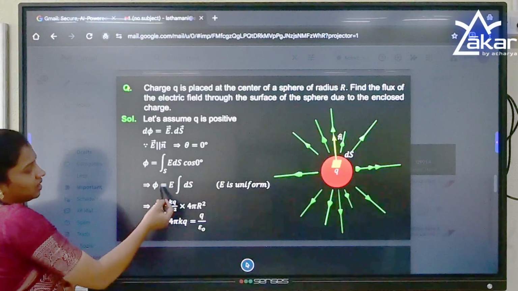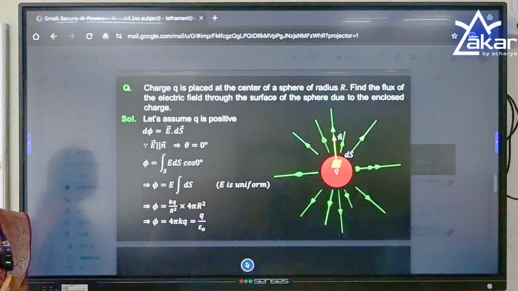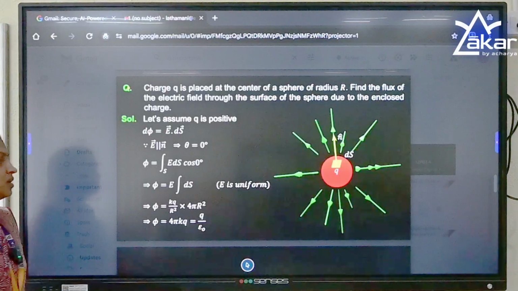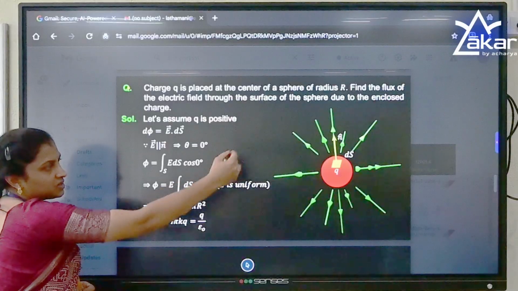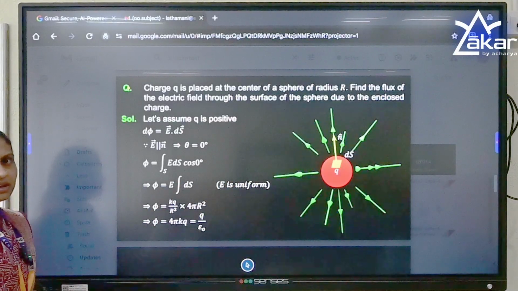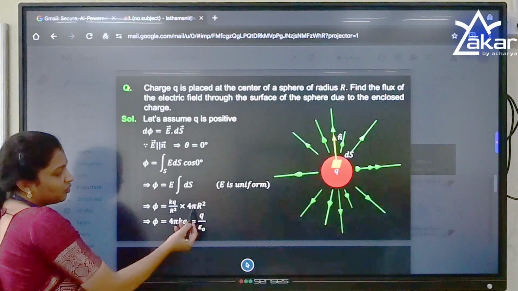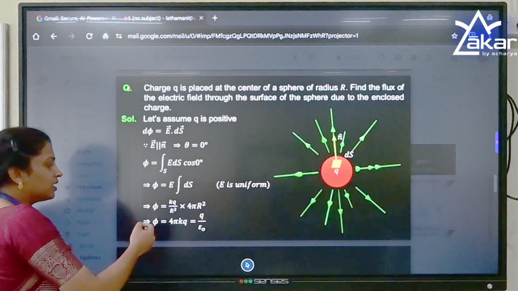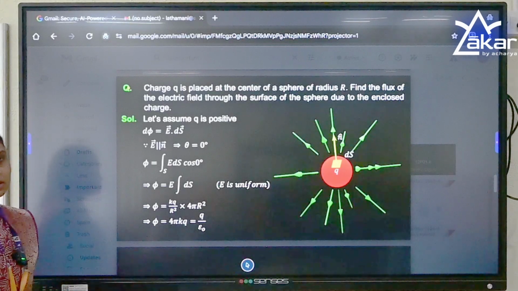Then you can take E outside and the integration of ds. We know the formula of the electric field, E is KQ by R square, into the area of the sphere, which is 4 pi R square. So R square gets cancelled, and the remaining is 4 pi KQ. So phi is equal to 4 pi KQ. This is the electric flux.